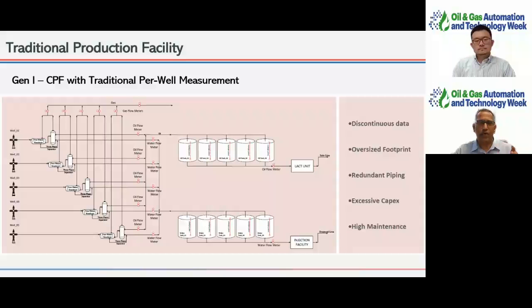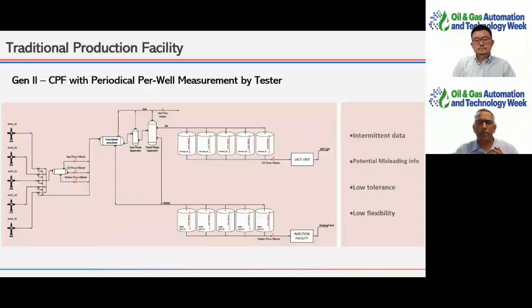The footprint is oversized. This is more to do with the cost of the facility. You've got redundant piping that also adds to the cost of the facility. So CapEx is more, and relatively, it's more maintenance prone than the modern systems. Another option that people would go for on a central processing facility with the traditional measurement is you could have a tester in the field. But the issue with the tester is that it's again intermittent data, because you pick and select the wells that you test, and maybe you just back-allocate the production to the other wells. Flexibility obviously is very low on this.